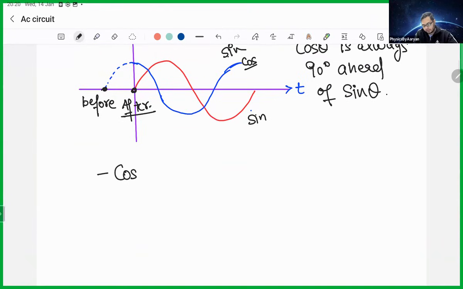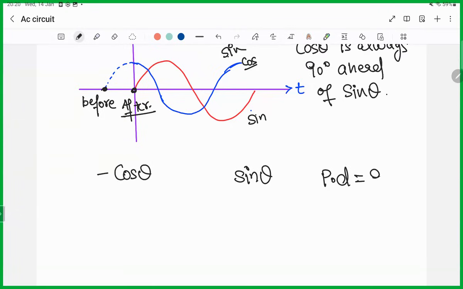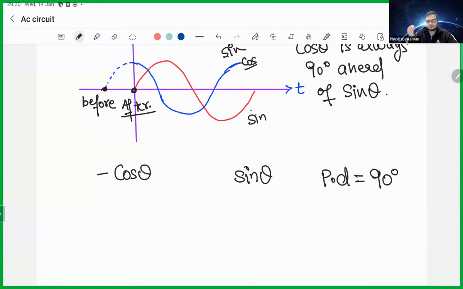Now you have to tell me this. One wave is minus cos theta and one is plus sine theta. What is the phase difference between them? Quickly. 90 degrees. Cosine is an even function. 90 degrees. Who is ahead? Cos itself. Cos. You will still say cos?